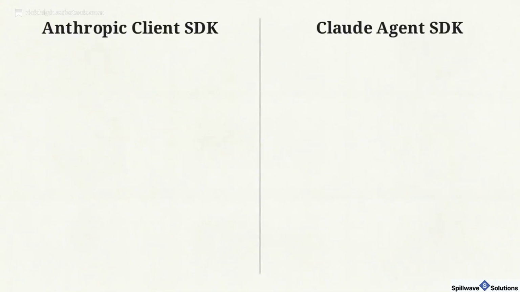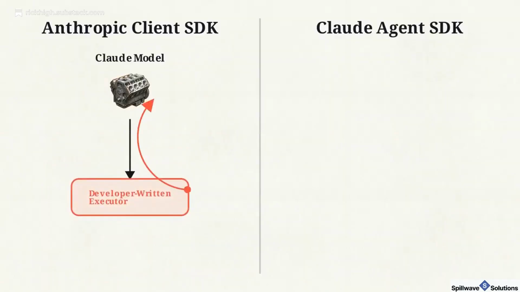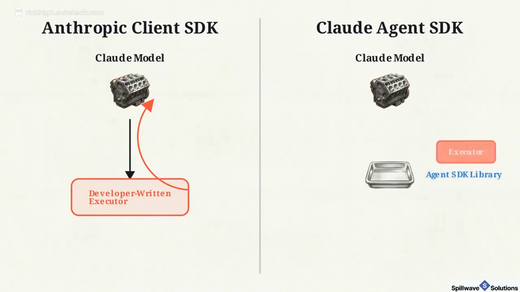To see exactly what work this automates, let's look at this side-by-side system architecture diagram. On the left, we have the standard Anthropic client SDK. It gives you raw, direct access to the model, but when that model wants a tool, it stops right there, requiring you to build and maintain the execution loop yourself in that red box. Now look at the right side. With the Claude Agent SDK, that red executor box moves completely inside the library itself. You get the exact same model, but your pathway is now totally clean, requiring zero manual routing on your end.